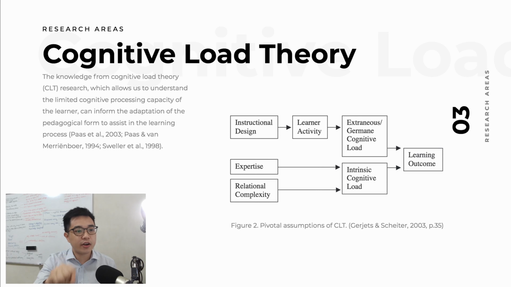So we can see from this diagram that relational complexity and expertise are connected to the intrinsic cognitive load. Instructional design affects the extraneous and the germane cognitive load, and they're all linked to the learning outcomes. I'll tie things in a little bit more later on.